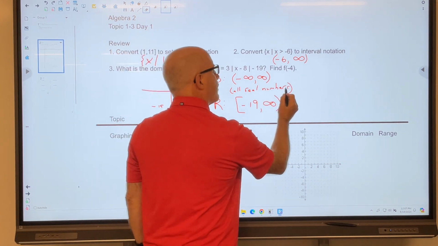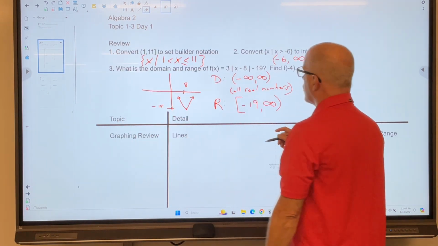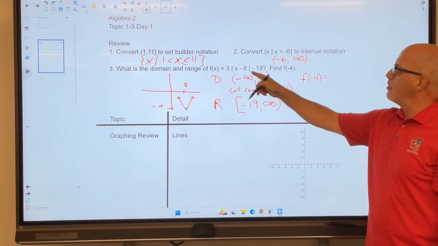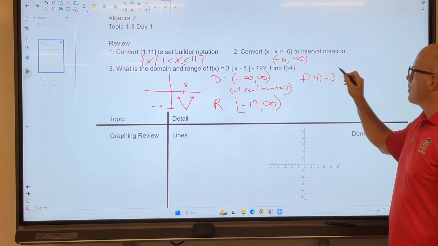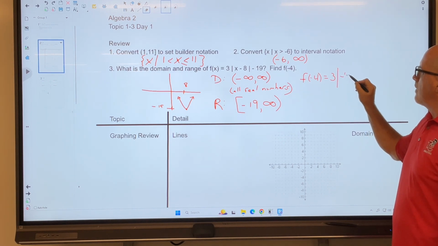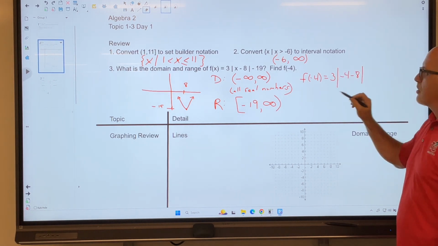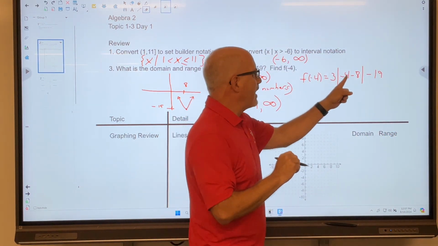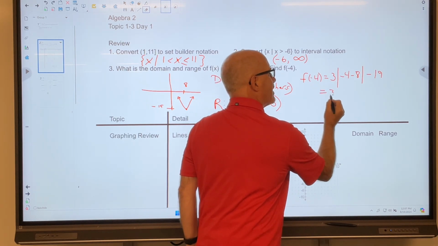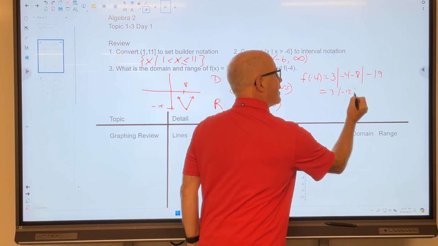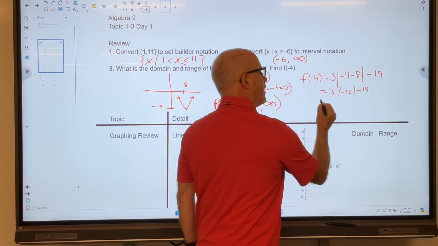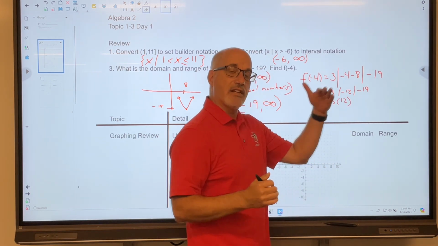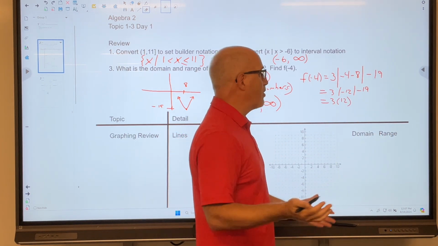All right. Now, last thing it says here, let's use this function notation. Find f of -4. That means you substitute -4 in for x. So 3 times the absolute value, we get -4 minus 8, absolute value, minus 19. Now let's go ahead and do some calculations. -4 minus 8 is -12. -12, the absolute value of it is +12. Absolute value turns negatives into positives. It leaves positives and 0 alone.